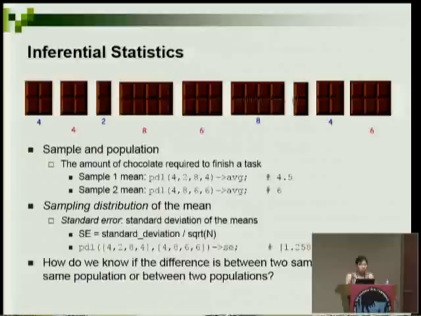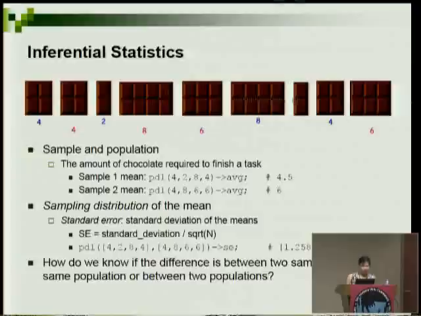Now, the key question is about stats. Given that even just randomly sampling, things are going to be different, how do we know that the difference is due to just random sampling or because the underlying population, the people from these two samples, are actually different? That's a tricky question, right?